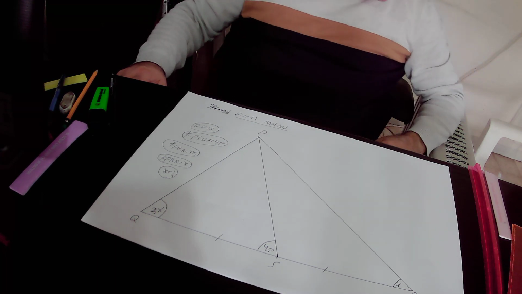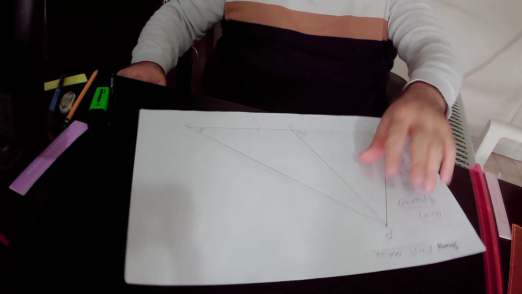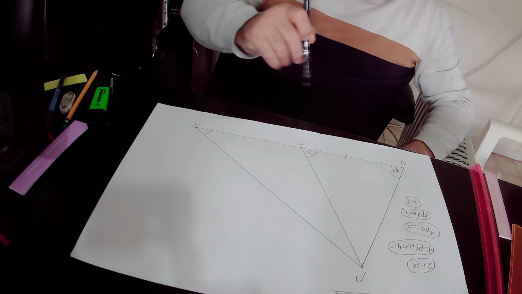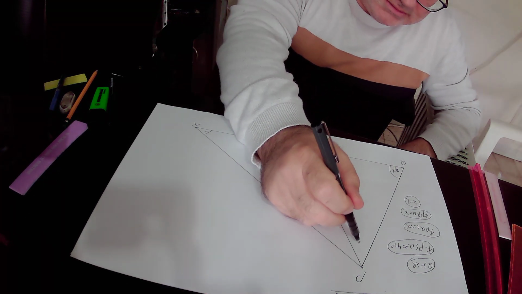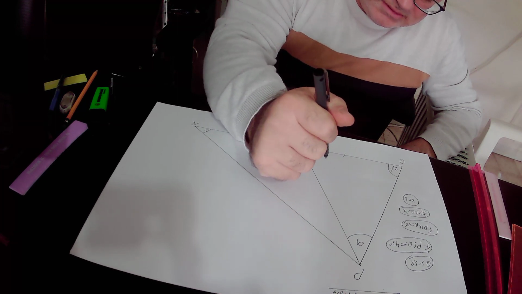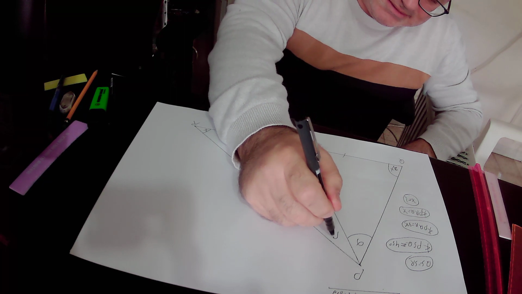So we'll start with the first method. In the first method, we will define angle PQS as angle alpha. Then we will define angle SPR as beta.